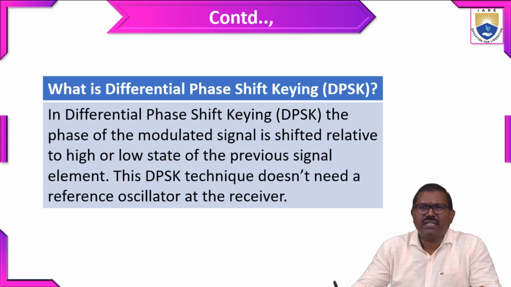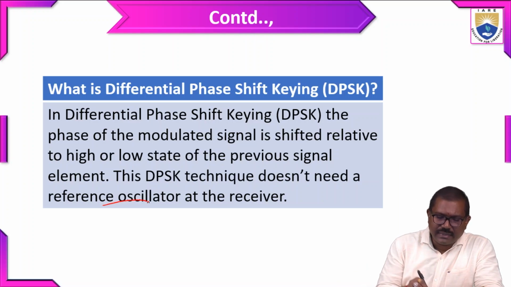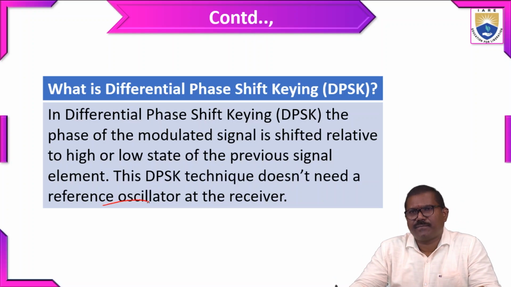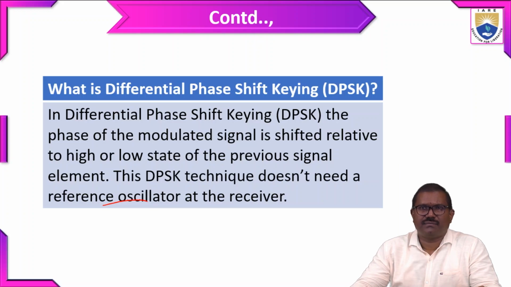Generally, DPSK can be viewed as a non-coherent version of PSK. Here they don't require any reference oscillator at the receiver, so in this sense it can be called the non-coherent version. So what is the coherent version? In coherent, we must have a reference signal, a reference phase, for detection of the original signal. Now, DPSK doesn't require any reference oscillator at the receiver for detection of the message signal.